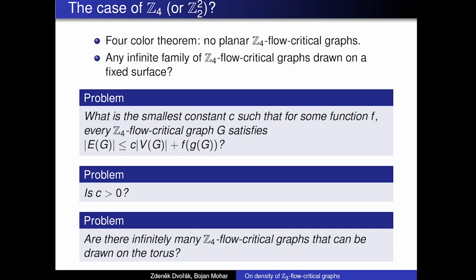Yeah, we actually don't know whether this problem makes much sense. We don't know whether it couldn't actually be true with C being 0. I mean, what that would mean is that it would be essentially the claim that on any fixed surface there are only finitely many Z4 flow critical graphs. This might be the case. It might be completely wrong. We have no idea. We don't even know whether there are infinitely many Z4 flow critical graphs that can be drawn on the torus.